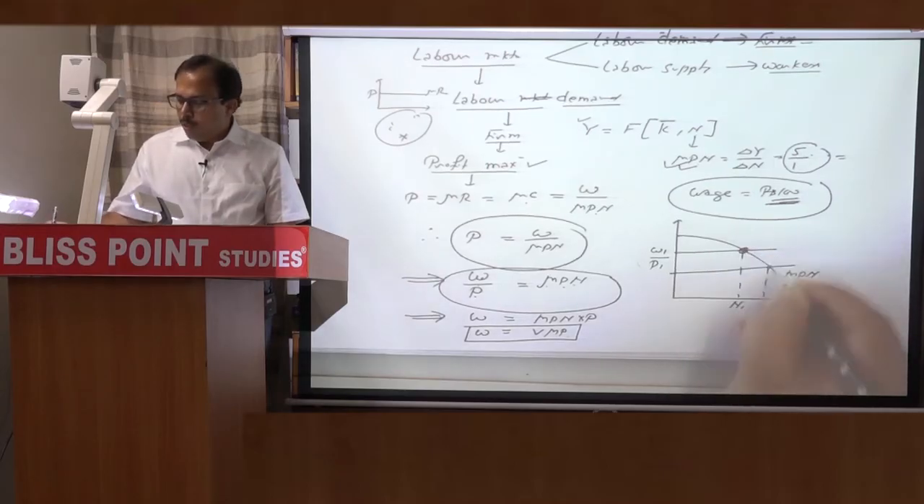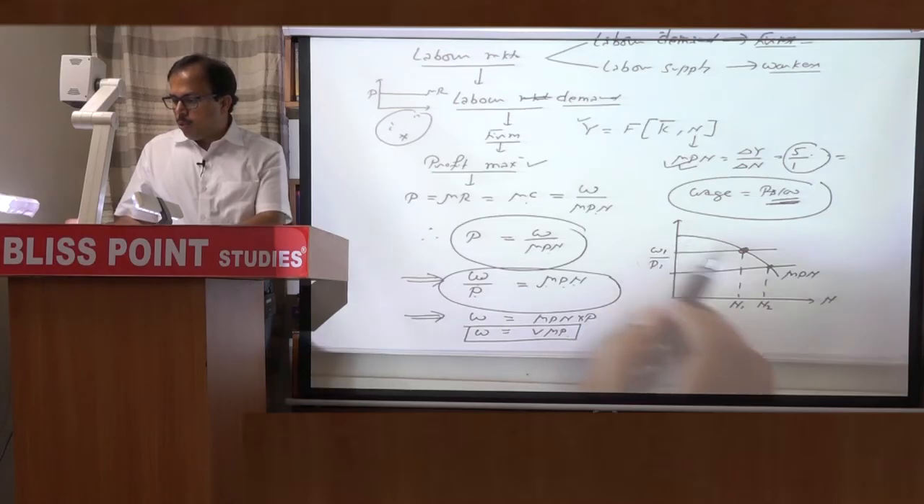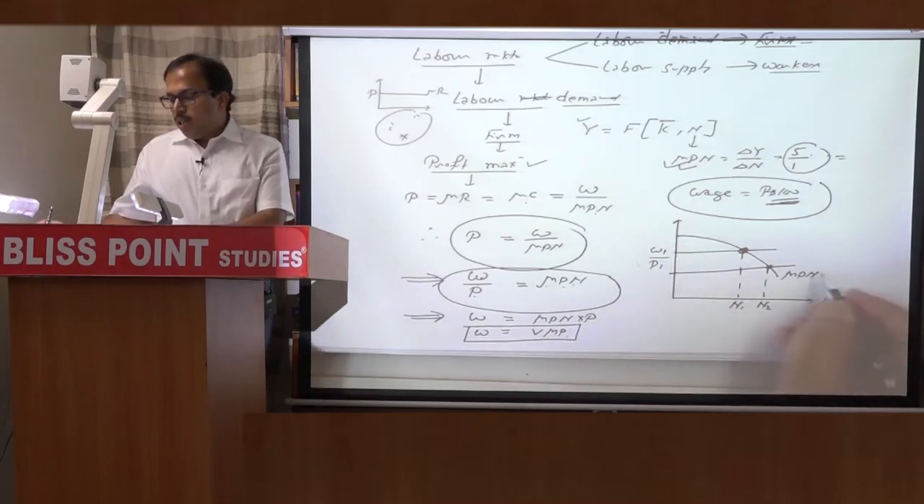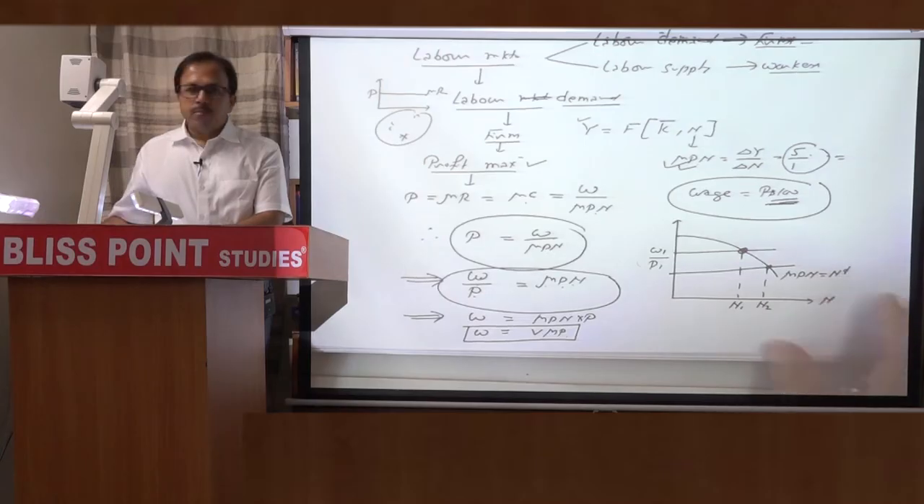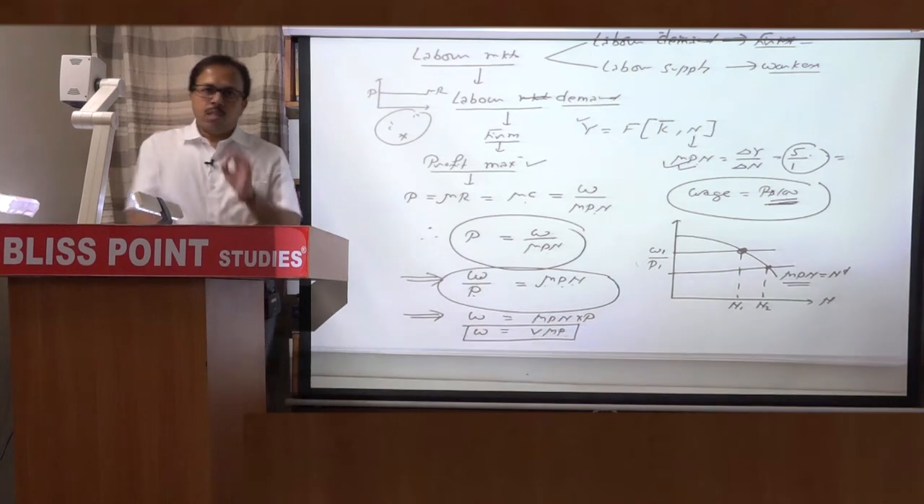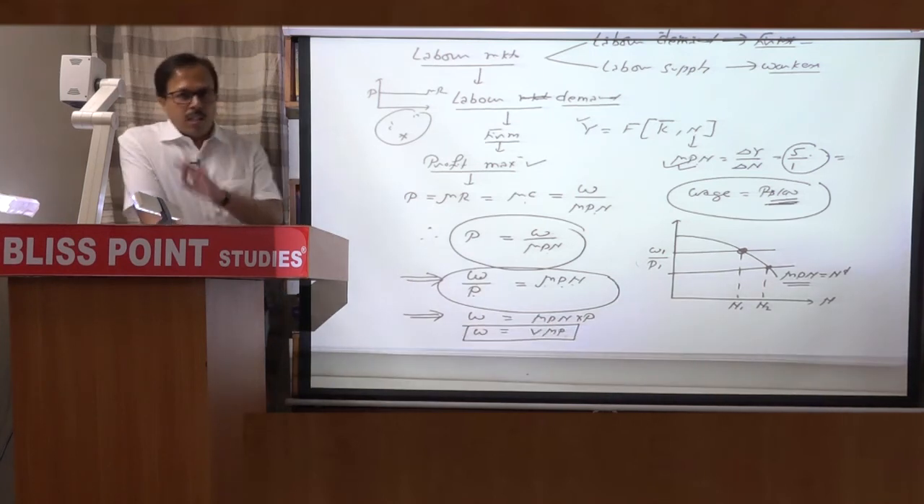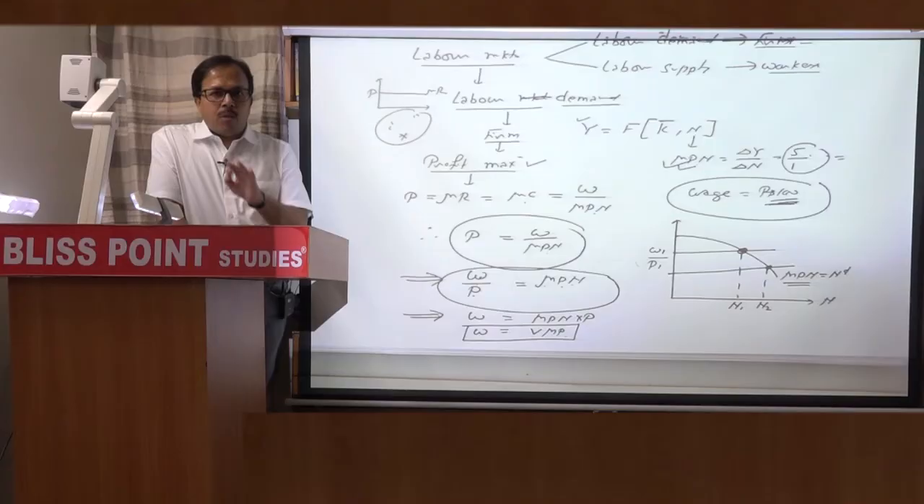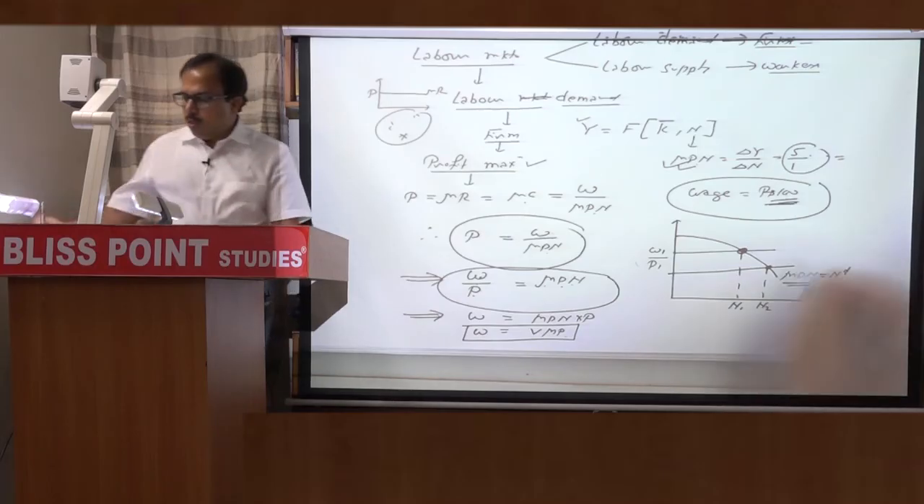So this is one point, this is the second point. If you connect those points, then you get the demand curve for labor, but that curve is coinciding with MPN. So just remember one line. In the classical labor market, the marginal product of labor curve is the demand curve for labor. I repeat, in the classical model, assuming that the market is competitive, the marginal product curve of labor is the demand curve for labor.